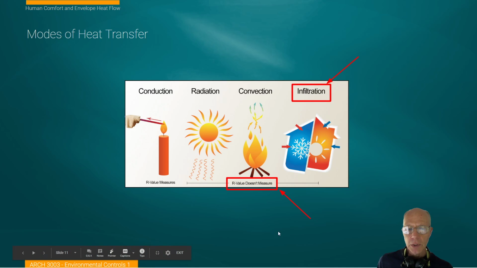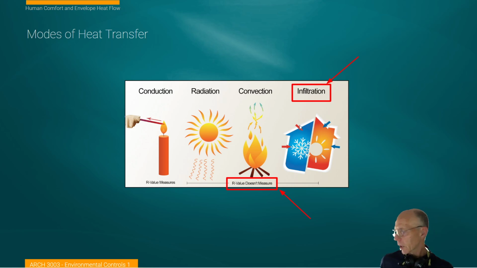And what's kind of interesting is that in most of the calculations we do on building heating loads, we only deal with this idea of conduction, the amount of heat that moves through our wall surfaces, which is measured in R value. We'll cover that in another lecture, what R value actually means.